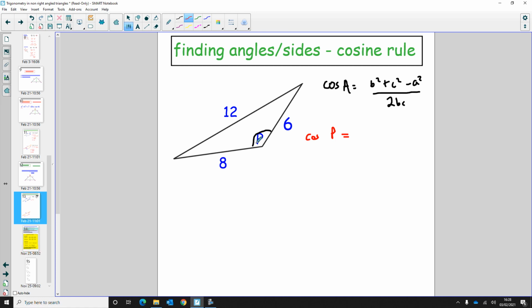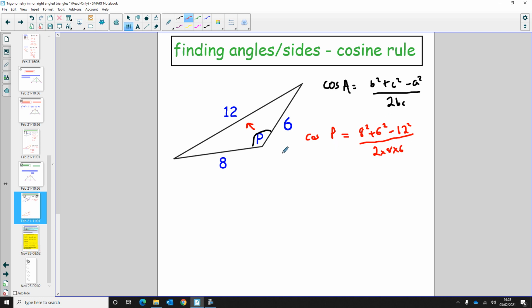Now, it's important, like I say, that we get these the right way around. So B and C are the numbers either side of the P. Doesn't matter which way around they are, but it does matter that you pick A correctly. A is always going to be opposite the missing angle in this case. Okay, and then times 2 times 8 times 6 on the bottom.